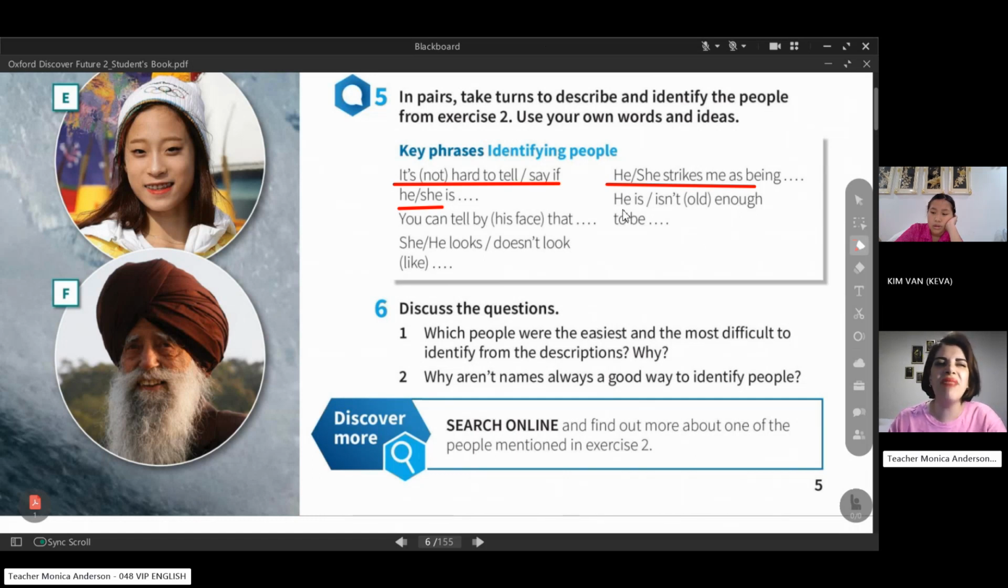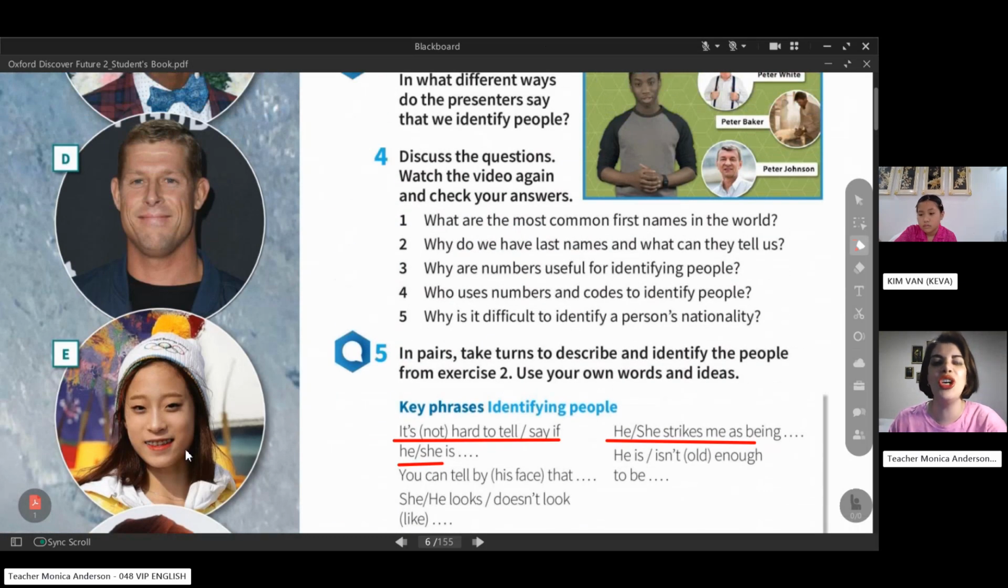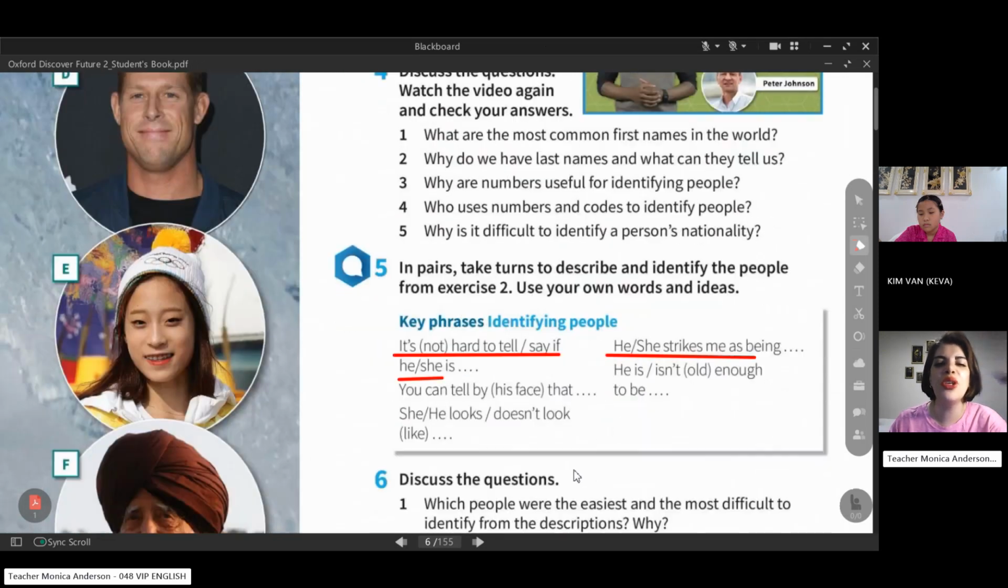And the next one, he is not old enough to be, for example, a teacher. So for example, I say, you know this person, she's a teacher. And you say, oh no, she is not old enough to be a teacher. She's too young. Okay, so you can use these phrases.